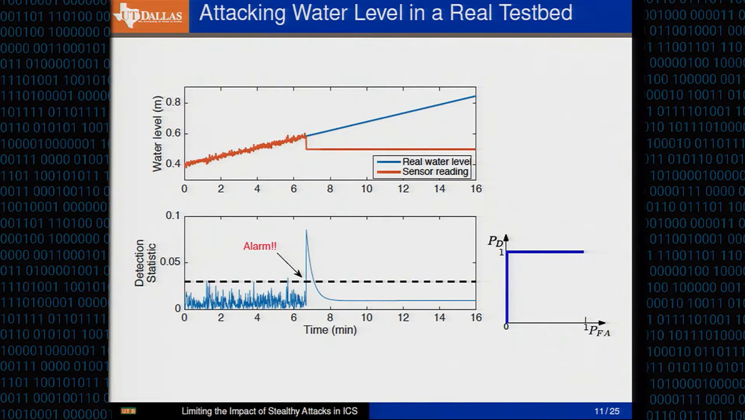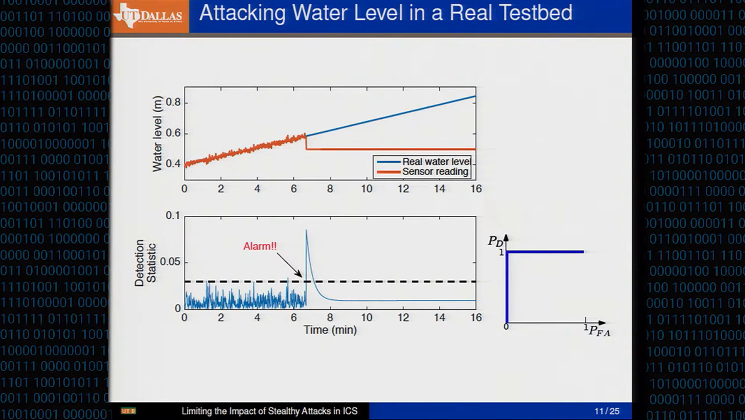So the attack can be observed like this. We have here the level of the water increasing because the valve is open. And at this point, we launch the attack. What the attacker does is set the sensor value to a fixed value such that the valve is never going to close. So we can see here that the real value of the water is going to increase until it reaches the overflow, while the sensor reading is saying that the level of the water just remains still.